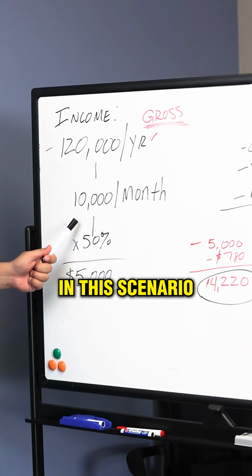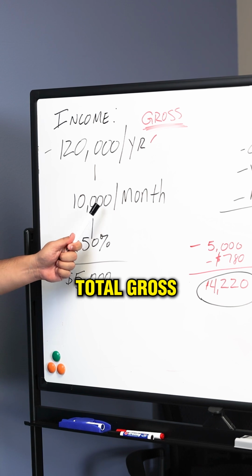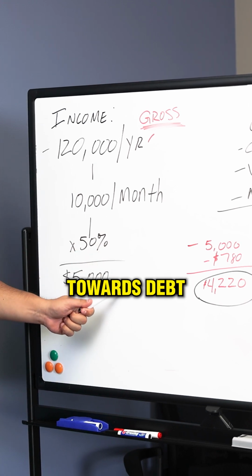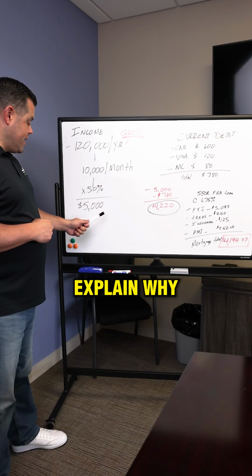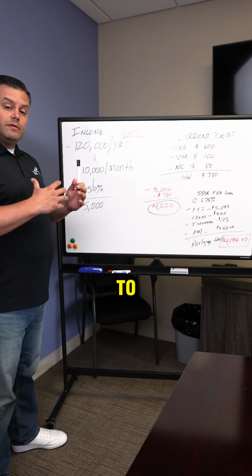So in this scenario, we're going to say that, if you have good credit, 50% of your total gross monthly income can go towards debt. Not your mortgage payment, but debt. I'm going to explain why. So here we've got $5,000 of monthly income we can play with to look at mortgage payments.